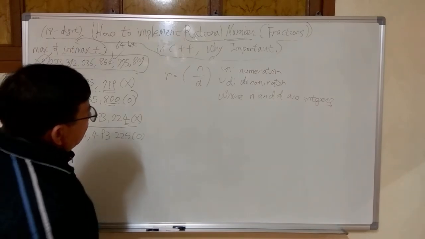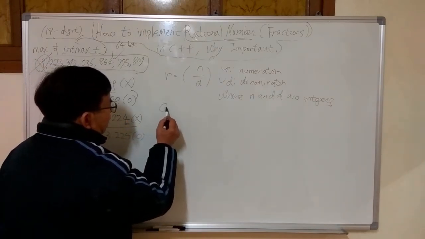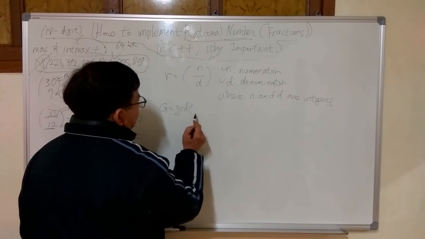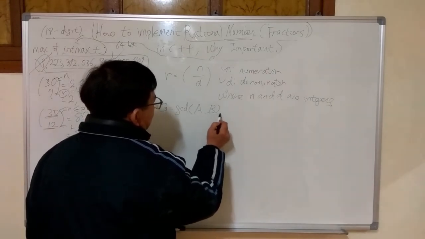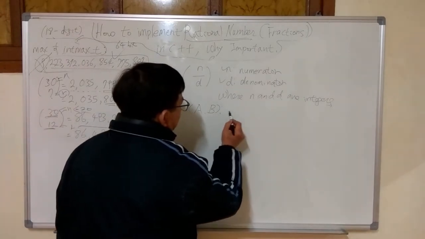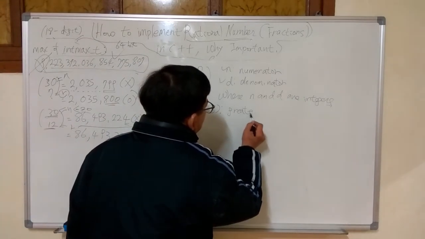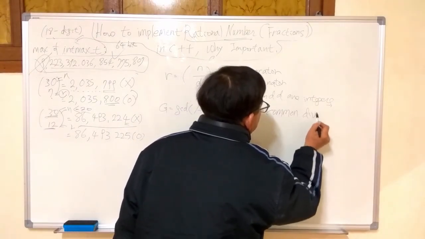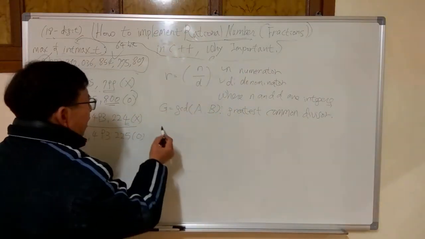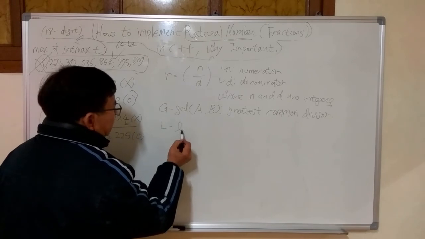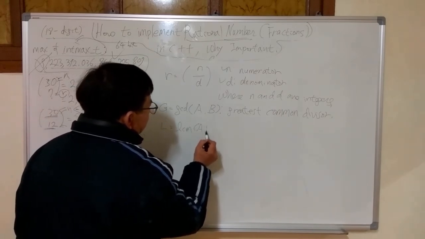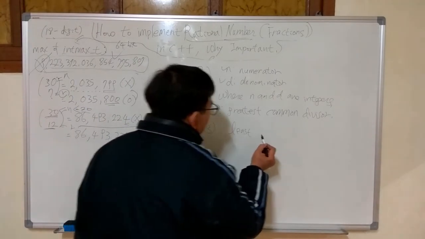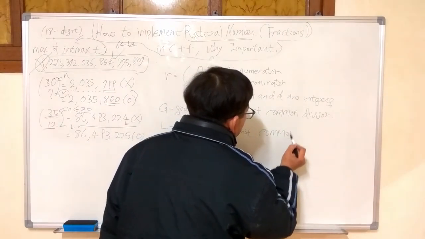And I also need to define G. When I write G, it means GCD, the greatest common divisor of two numbers, for example, A and B. GCD means greatest common divisor. When I denote the symbol L, it is called the LCM of A and B. This is called the least common multiple.